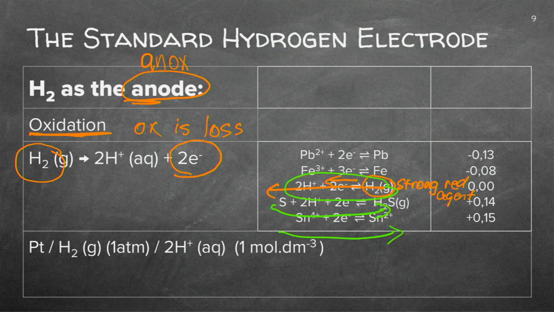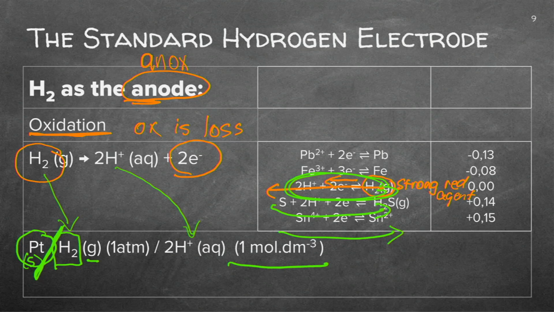Remember, you've got to write it differently from how it is on the table. You've got to turn it around, and when I write down this cell, it's going to be the hydrogen gas. There we have it. That's becoming the ions. We know it's a 1 mole per cubic decimeter concentration. And because I'm using platinum as an electrode, you will write the platinum there with one line just to separate the phases, because that's a solid, and this is a gas, and this is an aqueous solution.